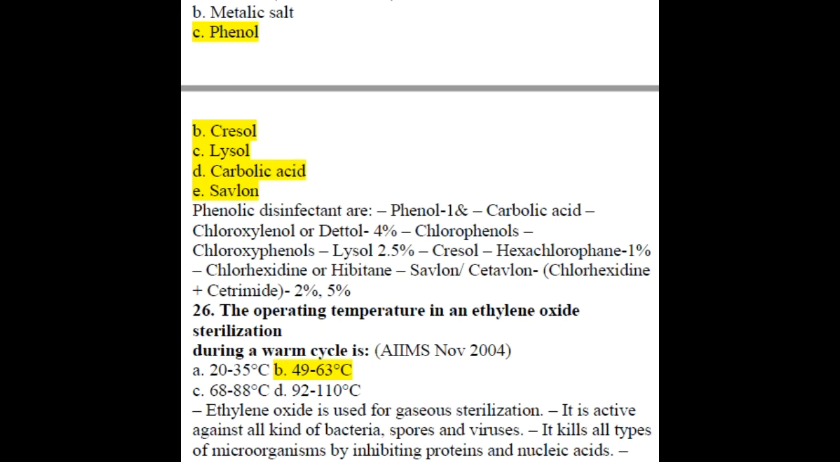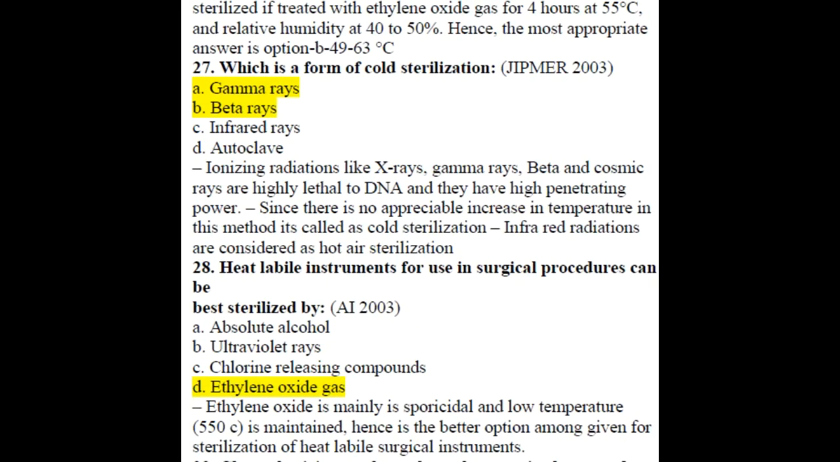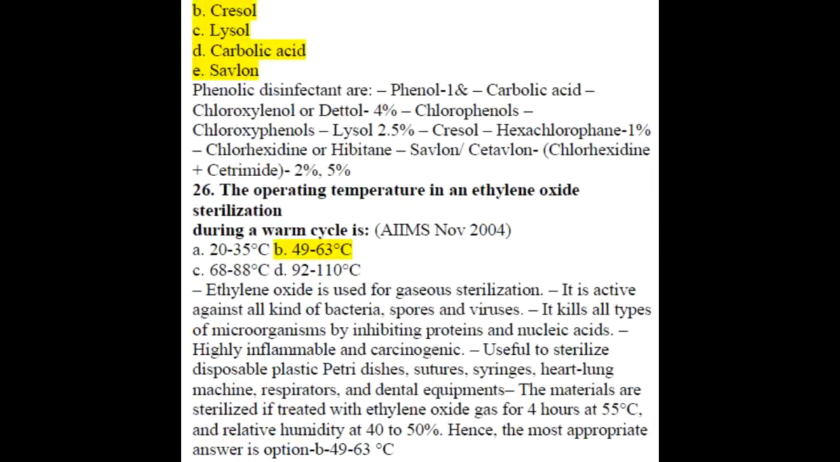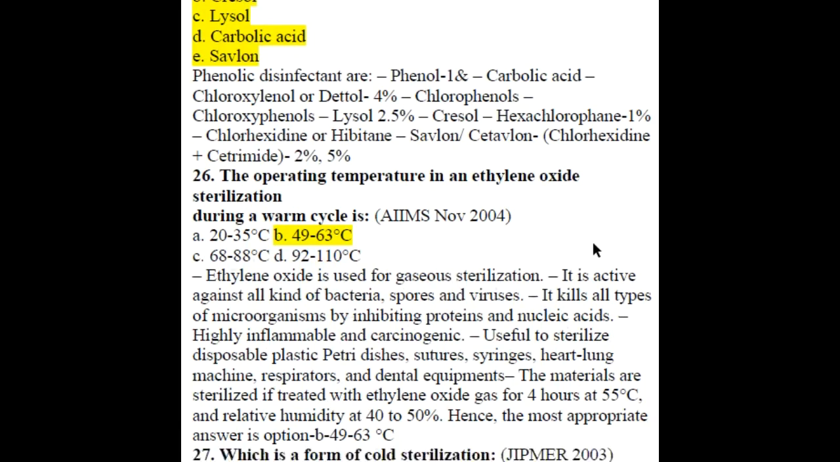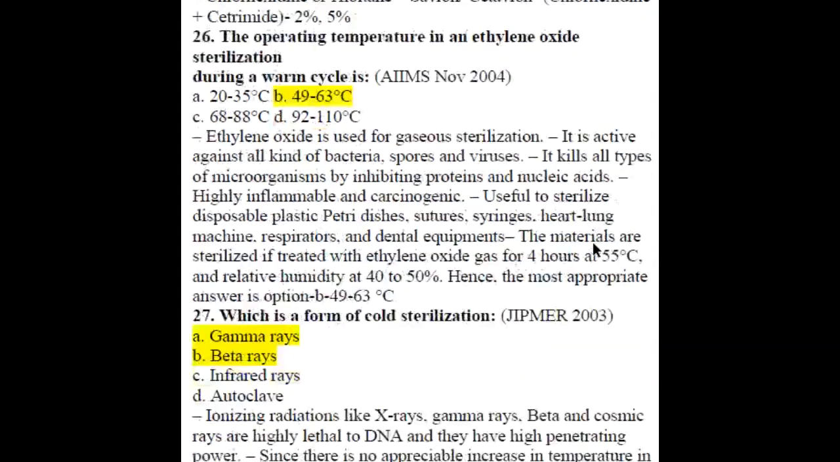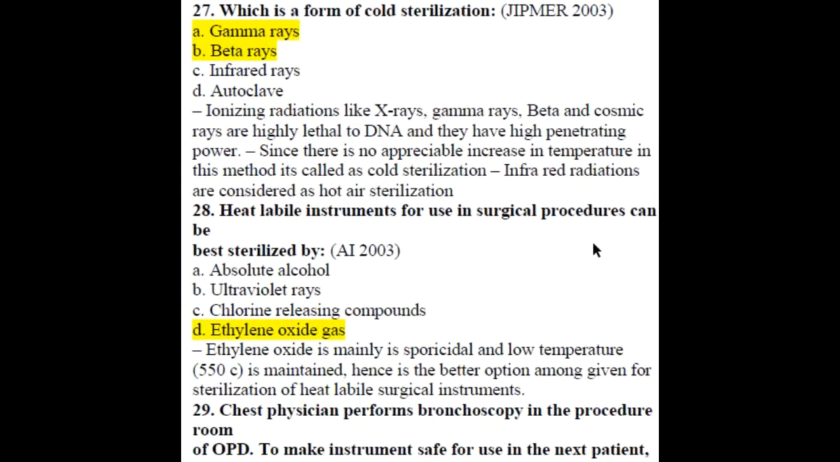Then the operating temperature in an ethylene oxide sterilization during warm cycle is 49 to 63 degrees Celsius. Then, which of the following is a form of cold sterilization? Cold sterilization includes the ionizing radiations like gamma rays and beta rays.